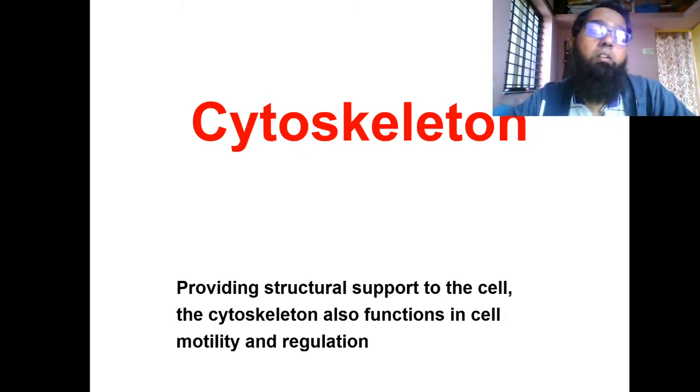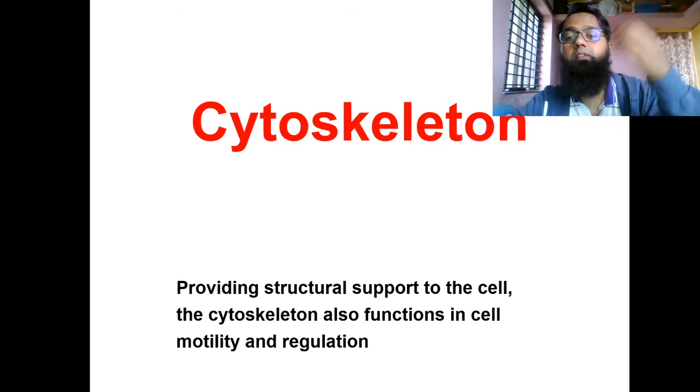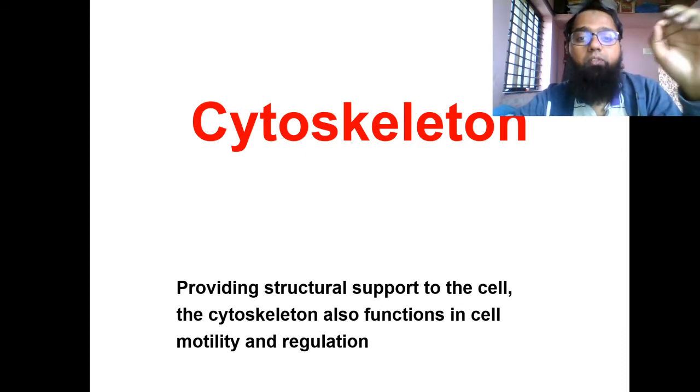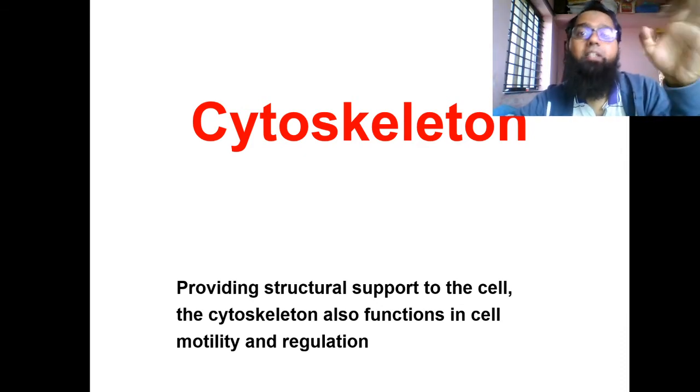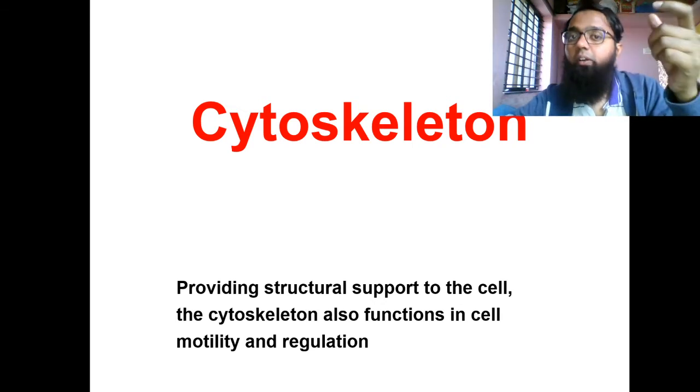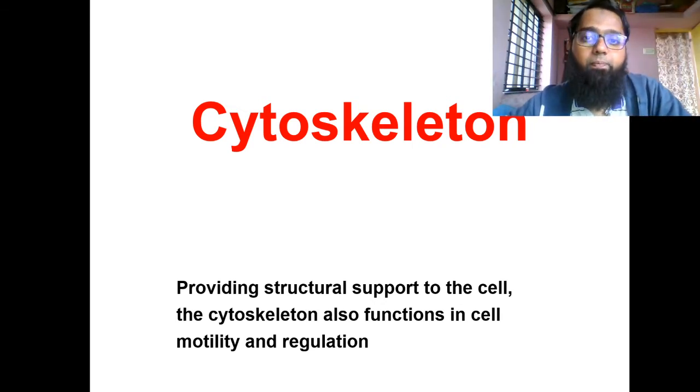Okay, so the cytoskeleton is not only important to form the structure of the cell, that means how a cell looks, how it wants to be in the animal's body, where it wants to fit, and what all functions it is supposed to perform. That all depends upon the cytoskeleton. So two parts in the definition. First, it provides structural support to the cell, and the cytoskeleton also functions in cell motility and regulation. What is motility and regulation? We'll see it in the coming slides.